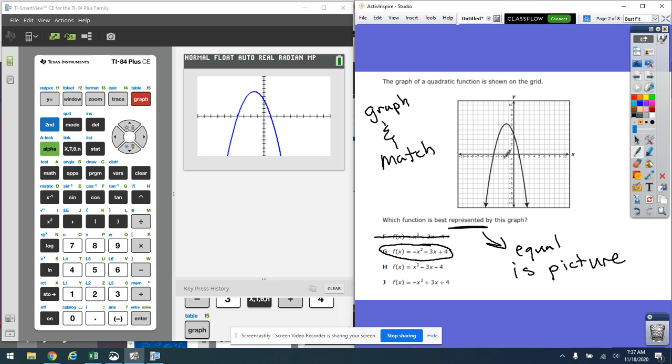So again, we're looking for which one matches according to what we see here. I use these points to match it up, and also where it hits over here at this particular part, in which it does the same thing also.